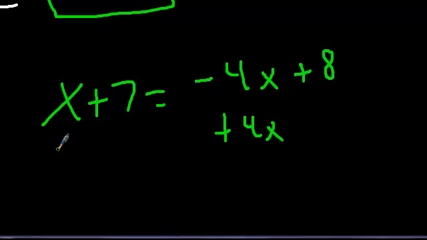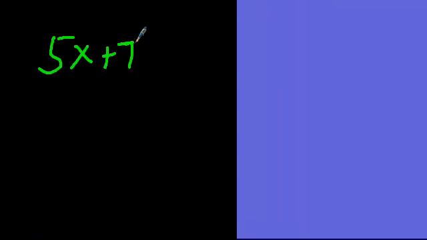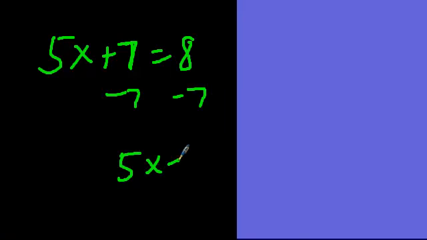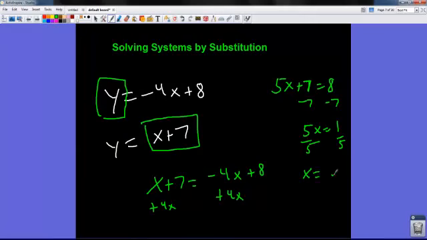Let's add 4x to each side. That gives me 5x plus 7 equals 8. Subtract 7. 5x equals 1. Divide by 5. And x equals 0.2. Or 1/5. Whichever, doesn't matter. For plugging in, it's easier to use decimals, but whatever. So x is 0.2.